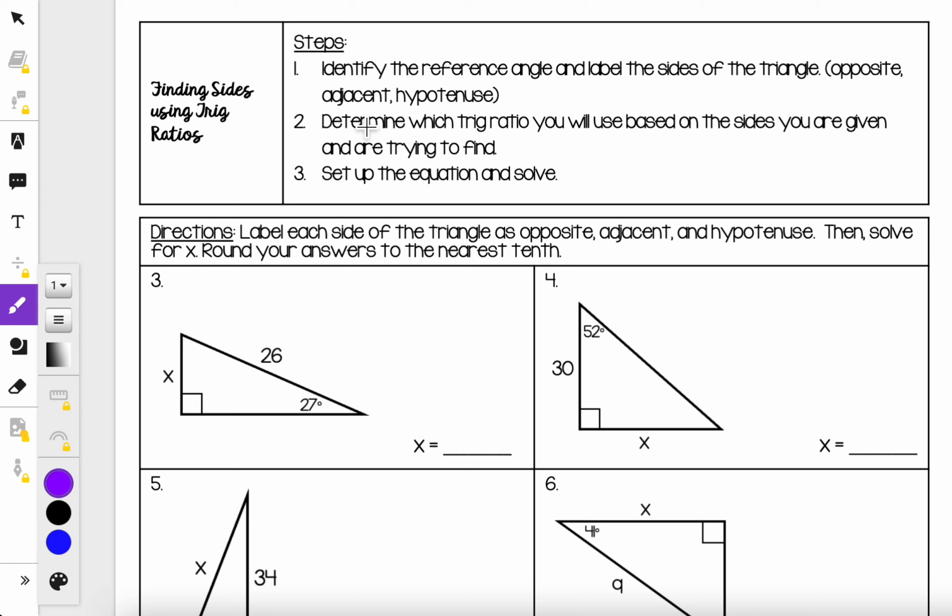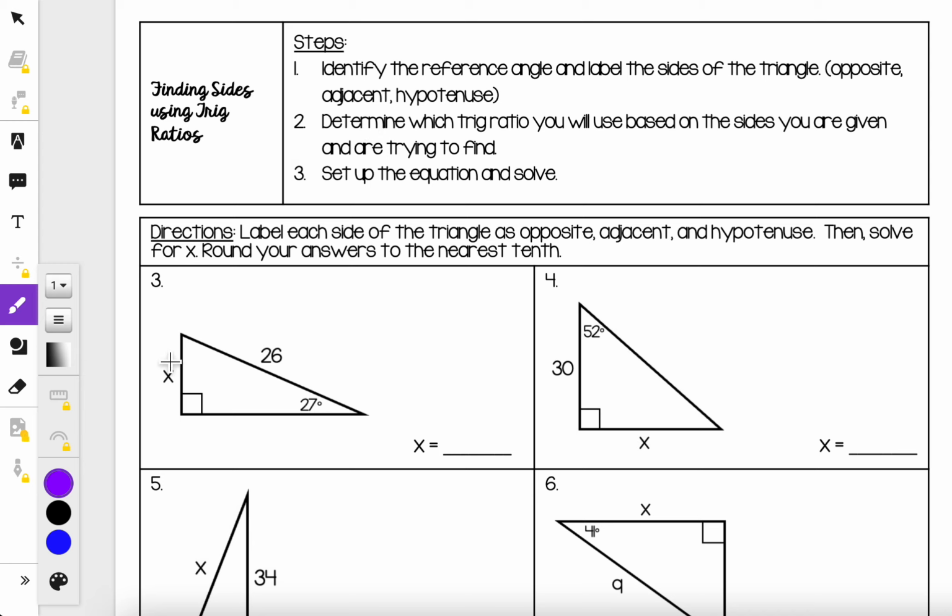Then you're going to determine which trig ratio you're going to use. So based on the side that you're given and the side that you're trying to find, you're going to determine if we're going to use sine, cosine, or tangent. Then you're going to set up the equation. I'm going to show you how to do this as a proportion, and you're going to solve, okay?